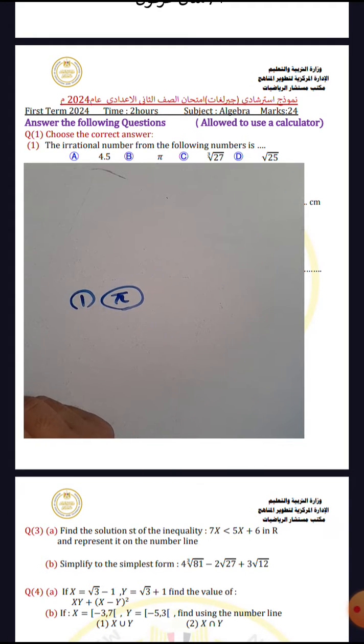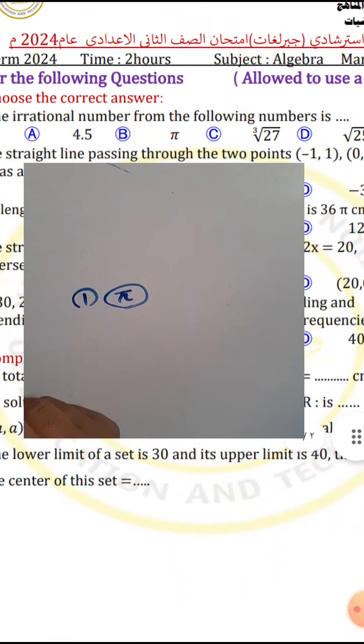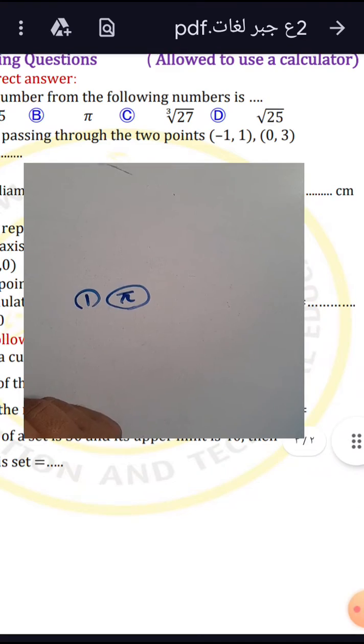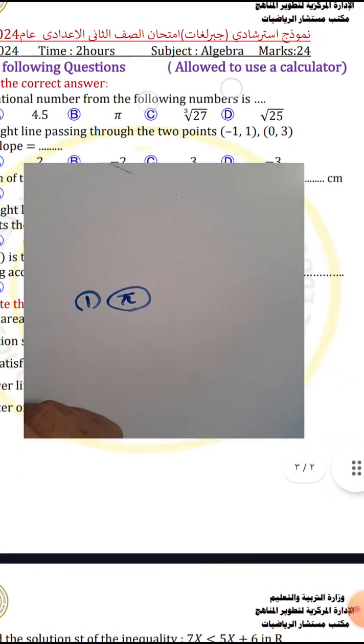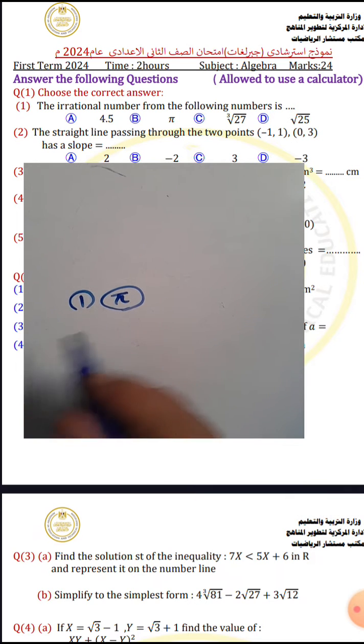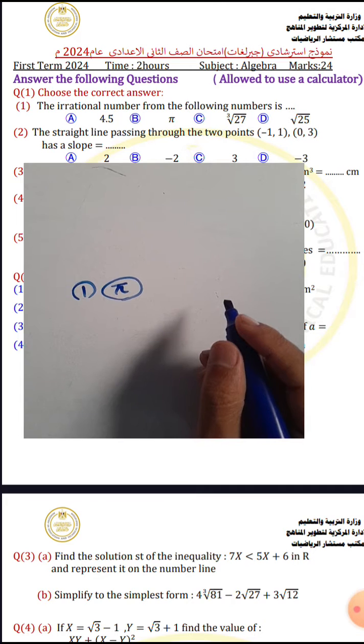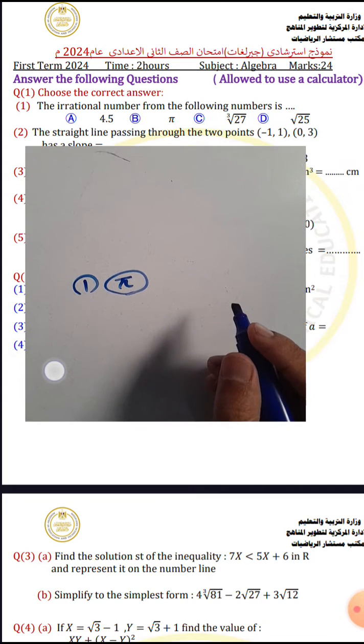You want to find an irrational number, but 4.5 is rational. Cubic root of 27 will be 3, and square root of 25 will be 5. But pi is 3.14 and so on. In your calculator, we know this number is an irrational number. You can't find the exact result for pi.